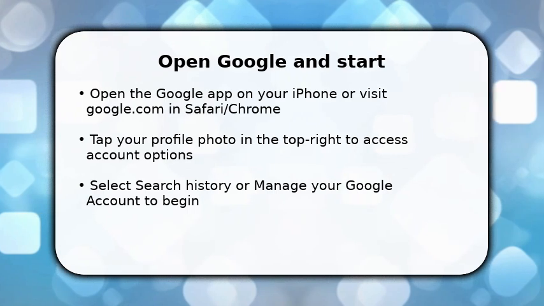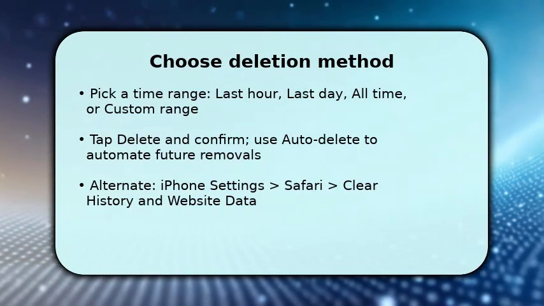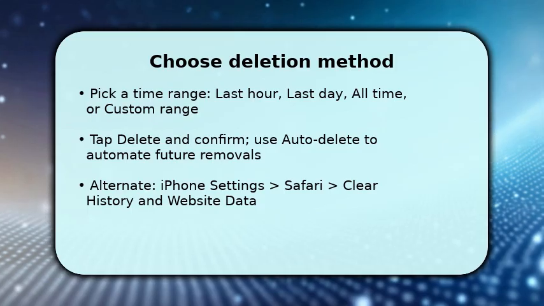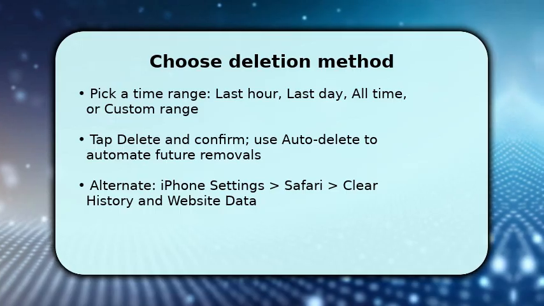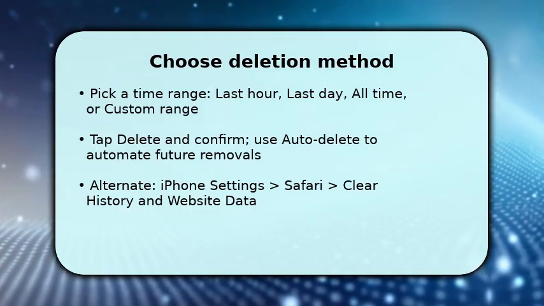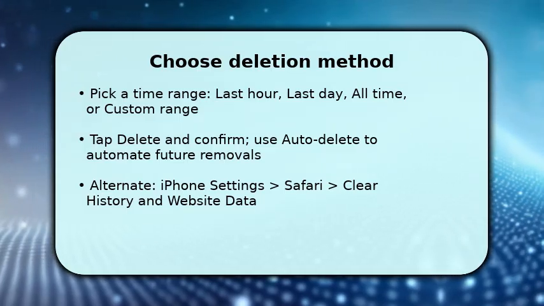Tap Delete and choose a time range such as last hour, last day, all time, or a custom range. If you want ongoing cleanup, enable Auto Delete and pick 3 months, 18 months, or 36 months. This prevents buildup. After selecting, tap Delete and confirm the action. The app will remove those queries from your Google activity.